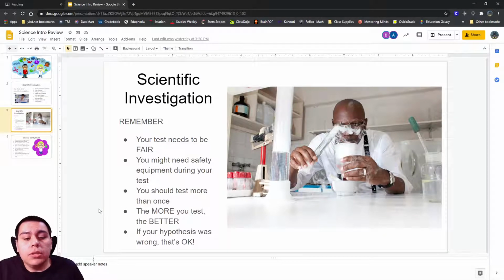Remember, you want to test more than once. If you test one time, that gives you a little bit of information. If you test over and over and over again, it gives you a lot of information. And the more information you have, the better your answer is. So don't just test once, test as many times as you can. Like it says here, the more you test, the better.